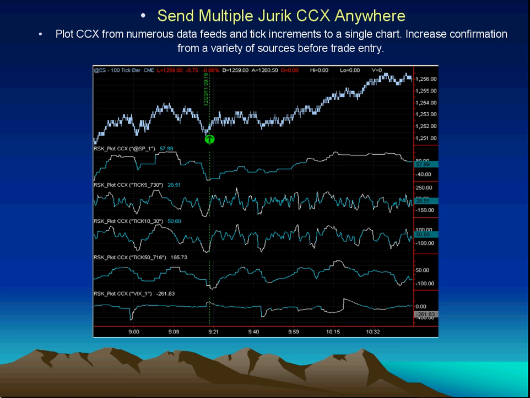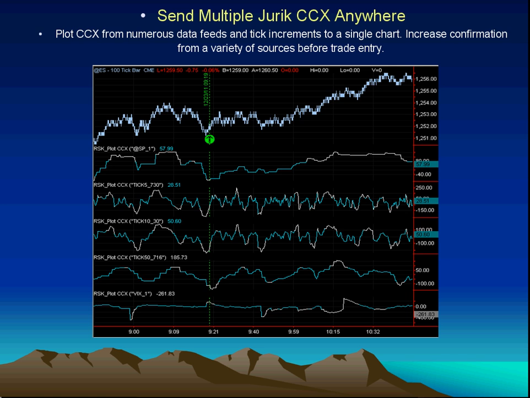Here's the CCX indicator. 5 different CCX indicators, all coming off of anything but the ES 100. We've got them coming off of the large contract, 3 off of the NYSE tick, and 1 even off of the VIX. You line it up, good opportunity for a long trade.